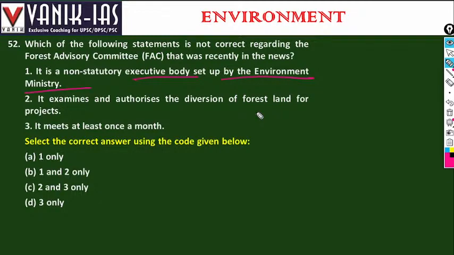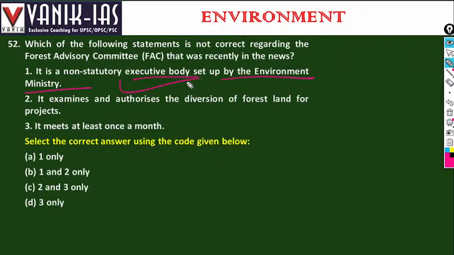The correct answer is using the code given below: 1 only, or 1 and 2 only, or 2 and 3. So what is the answer regarding the Forest Advisory Committee? It's a non-statutory body. Yes, it's a non-statutory body, set up by the Environment Ministry, so that is yes.